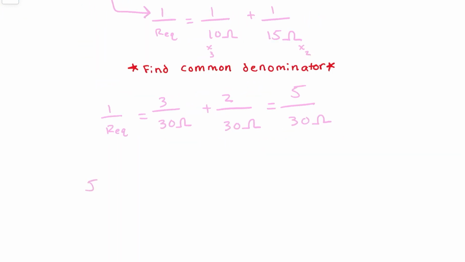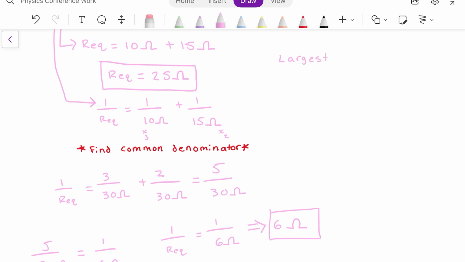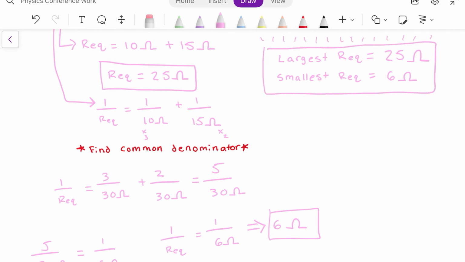We can now simplify 5 divided by 30 ohms to give us 1 over 6 ohms. And now this tells us that our Req is equal to 6 ohms. So now we can see that the largest Req possible from these numbers is 25 ohms, and the smallest Req possible is 6 ohms. And that, my friends, is the final answer.